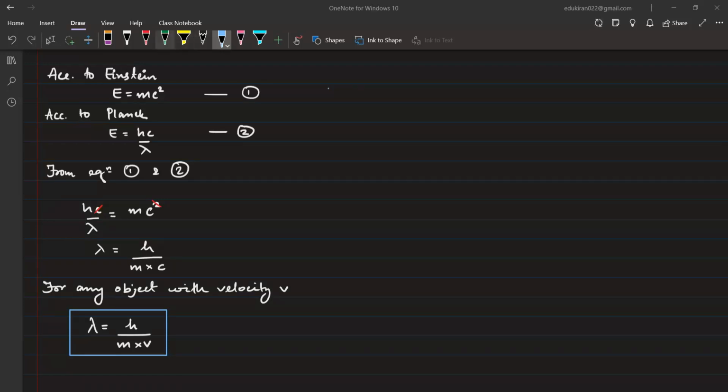Otherwise, look at these equations. We have not done anything big here. E is equal to mc square is equal to hc upon lambda. Both of them are equal to energy, so I have equated 1 and 2. Here we have mc square and here we have c, so both of these c can be cancelled. Lambda will go there and mc will come down, so we will have h upon mc. Now this is for electrons which are having speed of light. But for any object with velocity v, we can write h upon m into v, because c is the velocity of the electron. That's it. And in detail, if you want, then you have to turn your mic on. Tell me what you did not understand, which part, which equation.